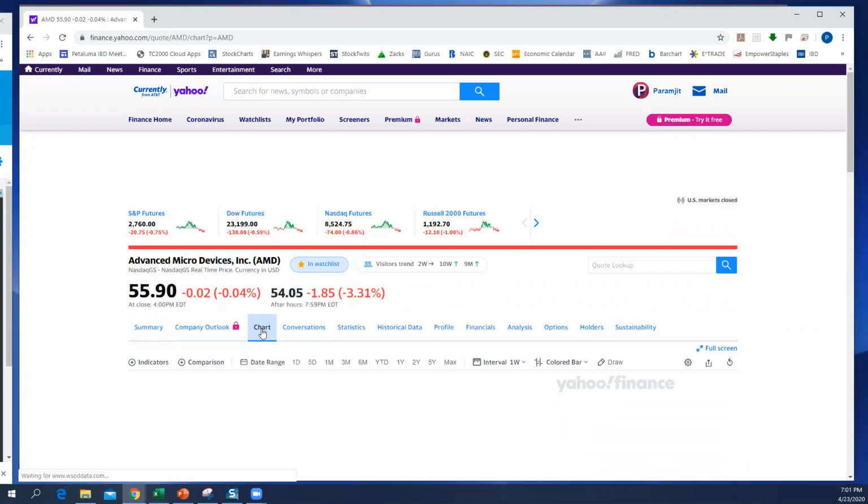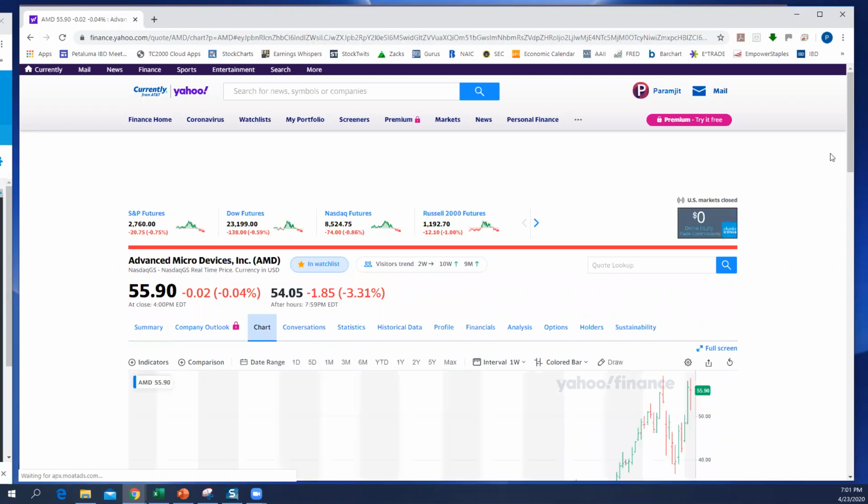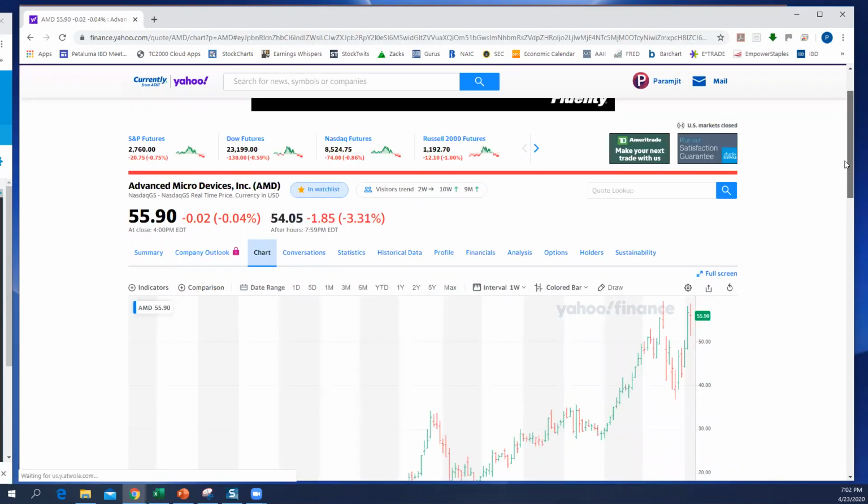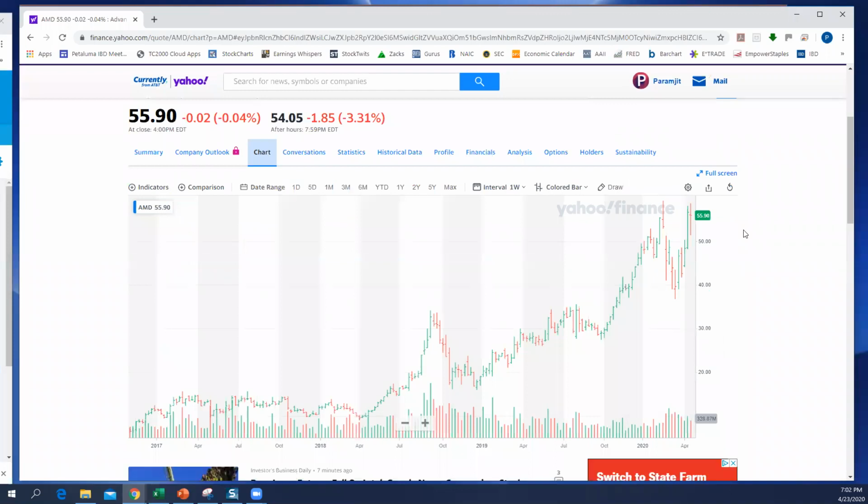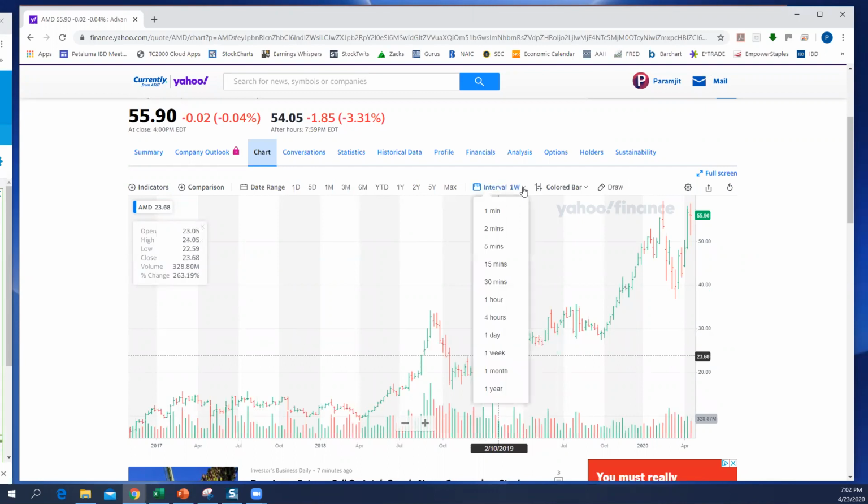So while this is coming up, I'll come to the questions in a second. You click the chart, and then you get the basic chart. Now, I've already changed this. When you come in the first time, it'll default to daily. But where it says interval, you can go to any of these time frames. So you want to select the 1 week.